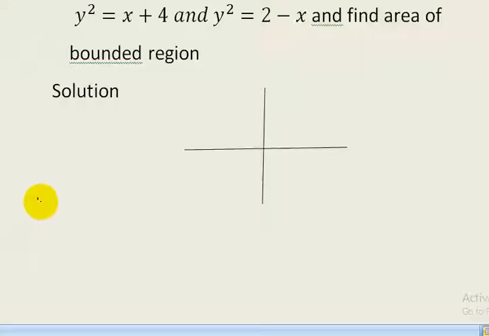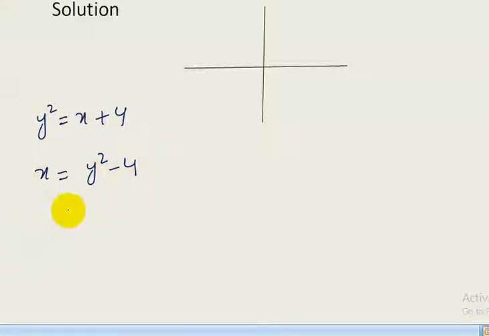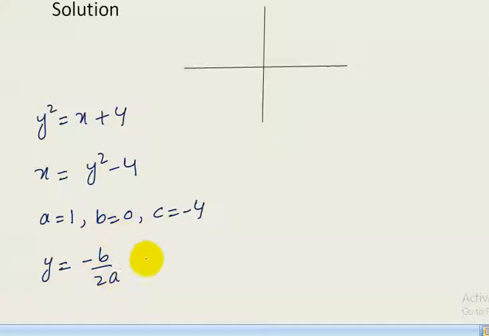Our first curve is y square equal to x plus 4. It can be written as x is equal to y square minus 4. Now this equation is quadratic in y. Here coefficient of y square is 1, so a is equal to 1, b is equal to 0, which is the coefficient of y, and c is equal to minus 4. Now we find vertex of this parabola. y coordinate of vertex is y equal to minus b upon 2a, as b is equal to 0, which implies y is equal to 0.